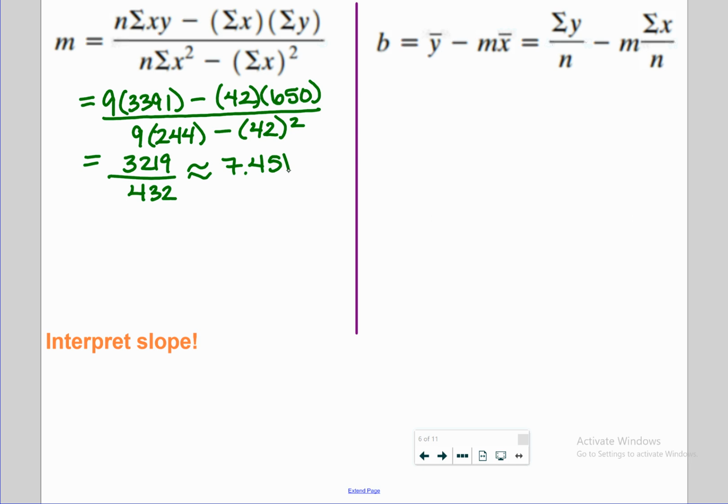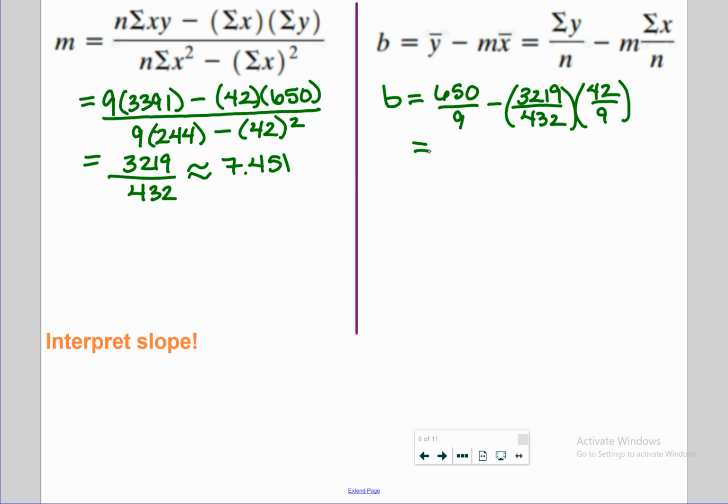You could always reduce the fraction if you needed to, but usually we're going to use that rounded version. Okay, go over to the y-intercept now. We already found the y bar and the x bar on the previous page, and I'll just use the exact values. 650 over 9 was the y bar, minus the slope, the exact one, 3219 over 432, times my x bar, which was 42 over 9. So nothing there is rounded. That makes sure that my y-intercept is going to be good.